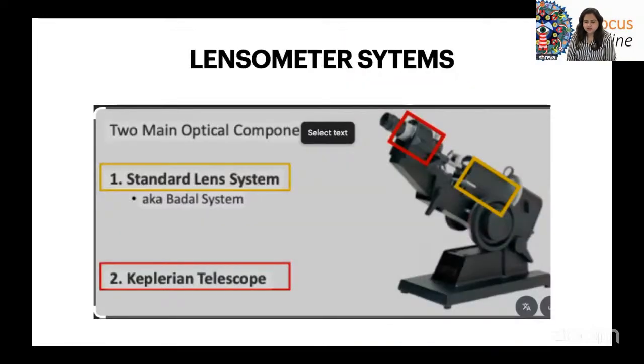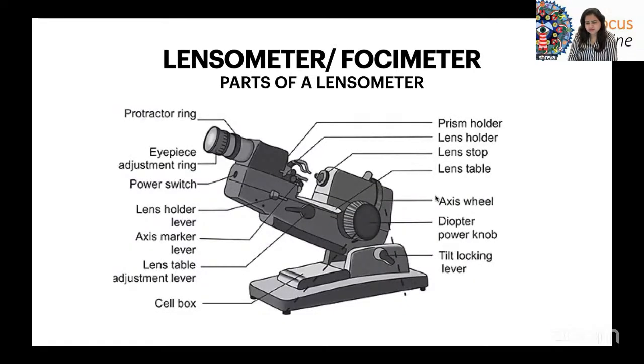Lensometer systems are comprised of two parts. The first part, the red part, is the standard lens system, also known as the observing system. And then the yellow part is the focusing system, and it is also based on the Keplerian telescope. So this is a manual lensometer, and these are its main parts that we need to know.